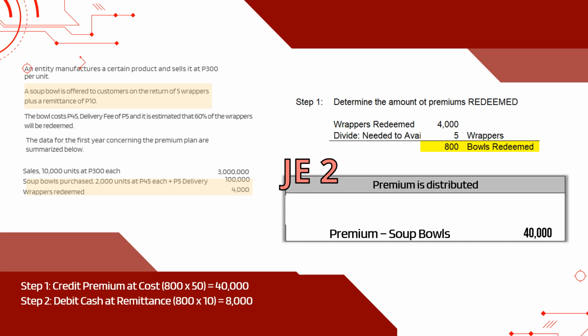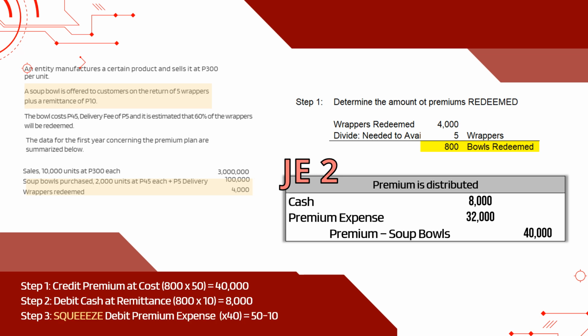The second step is to debit the cash, the amount remitted to you. In order for you to claim the bowl, you have to pay 10 pesos per bowl. So 10 pesos times 800, you received cash worth 8,000. The one we have to squeeze in between, the missing debit, refers to your premium expense. So 32,000. That is usually what they ask for: how much is the premium expense for the premium example?